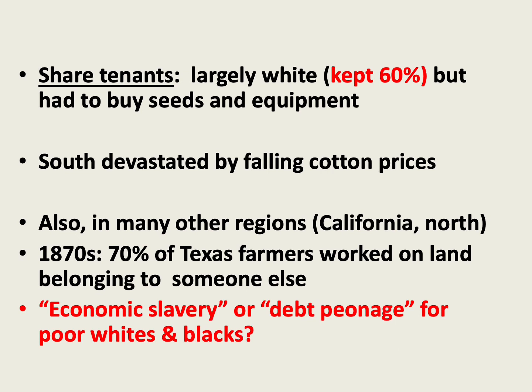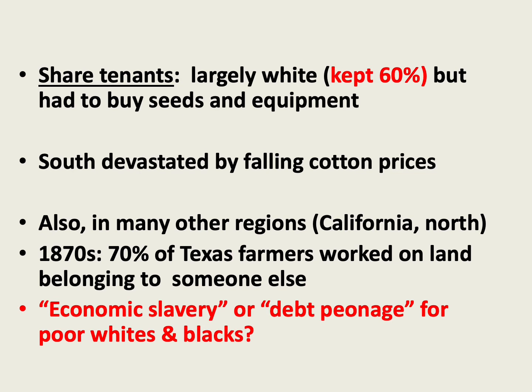Now, the other category are share tenants, and these were largely white. They were able to keep 60% of the crop, but they had to buy the seeds and equipment every year. But again, they lived in housing provided by the landowner. And the South in general, as we saw, the last 30 years of slavery had focused on cotton production, and now the South is devastated by the falling prices of cotton.